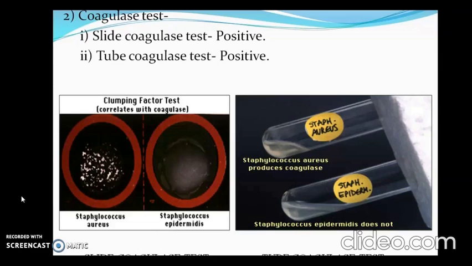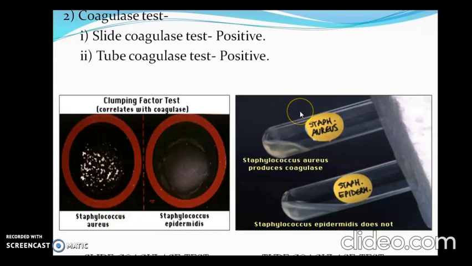Whereas the tube coagulase test detects free coagulase. About 0.1 ml of young growth culture of the organism is added to 0.5 ml of human or rabbit plasma in a narrow test tube. Oxalate or heparin may be used as an anticoagulant for preparing the plasma. Then the tubes are incubated in a water bath at 37 degrees Celsius for 3 to 6 hours. If it is positive, the plasma floats and does not flow when the tube is tilted.